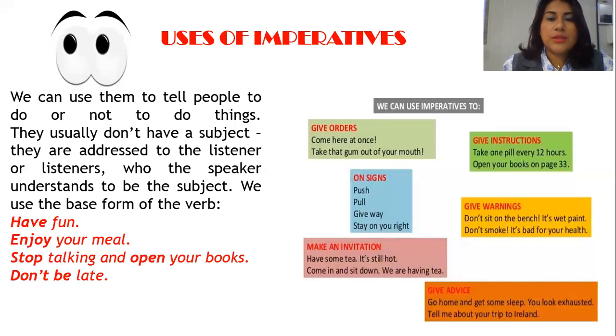We can use imperatives to give orders: Come here at once. Take that gum out of your mouth. On signs: Push, pull, get away, stay on your right. To make an invitation: Have some tea. It's still hot. Come in and sit down. We are having tea. To give instructions: Take one pill every 12 hours. Open your books on page 33.